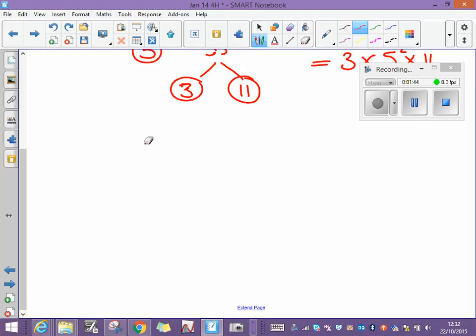Okay, another way of doing that with 825 is to progressively divide by prime numbers until we can't continue. So if I start with 825, first of all, I can tell I can divide by 3 because if I add the digits, 8 plus 2 plus 5 is 15, which is divisible by 3. So this is definitely going to be divisible by 3. If I divide it by 3, it's a sort of upside down division, I get 275. Can I divide by 3 again? Well, 2 plus 7 plus 5 makes 14, so no.